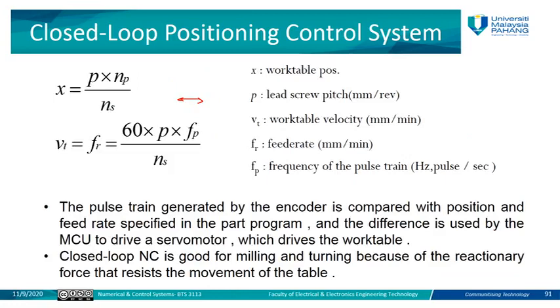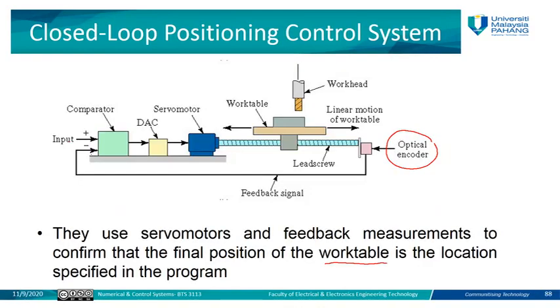Then if you want to find the linear velocity, or the work table velocity, which is VT, as we mentioned before in the open loop, VT here is equal to FR, the feed rate, which is in millimeters per minute, equal to 60 times P times FP over NS. So this is how to calculate the velocity of the work table movement, how fast the work table moves away from or toward the servo motor.